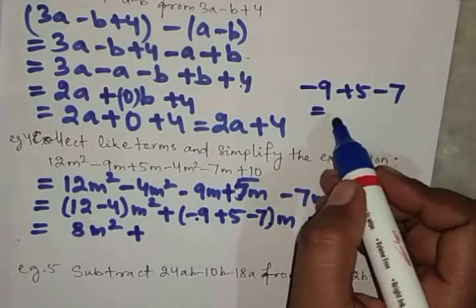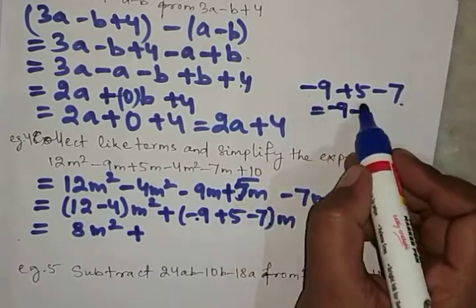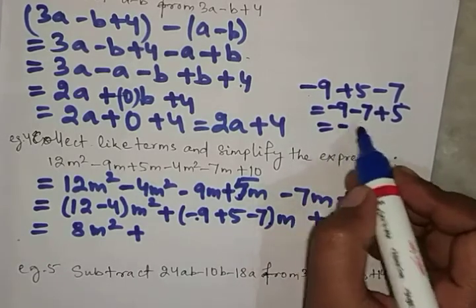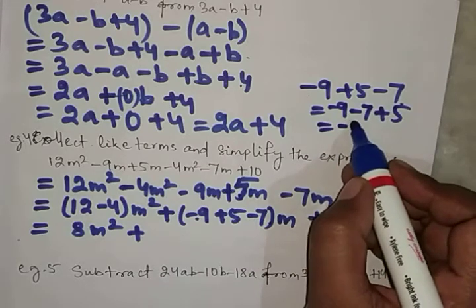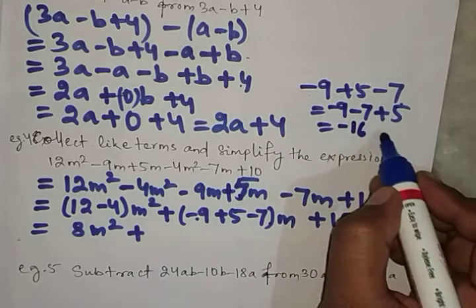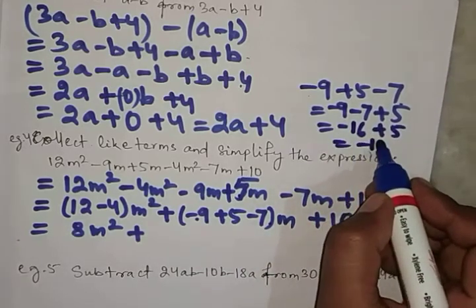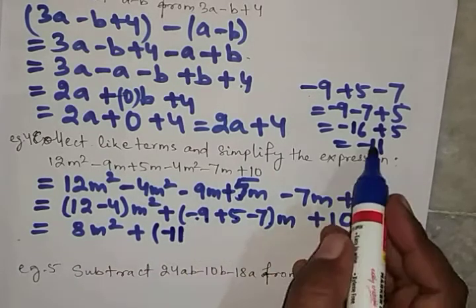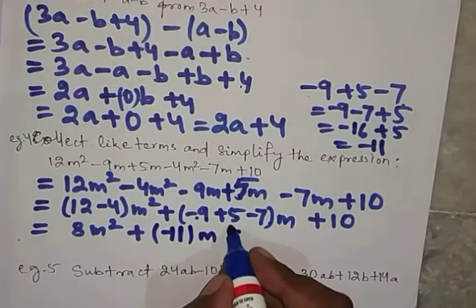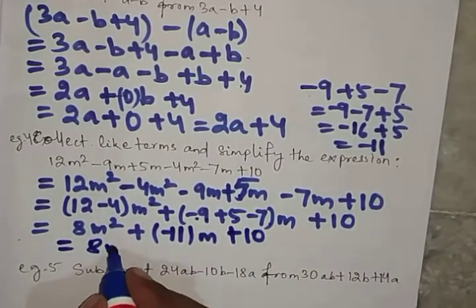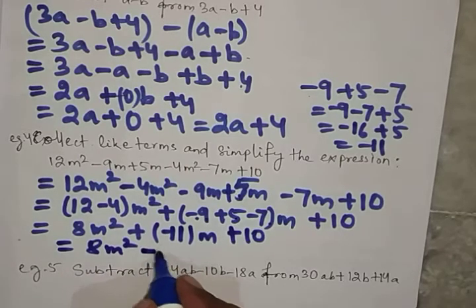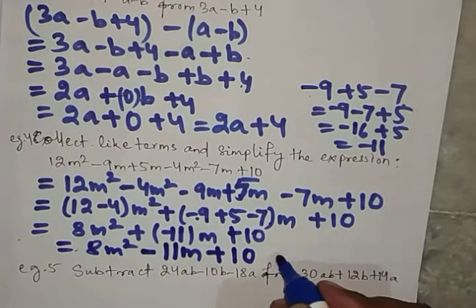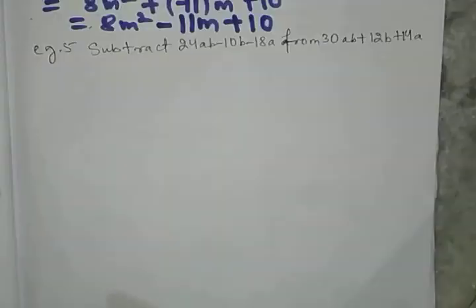What we have done in 6th class? Minus 9 minus 7 plus 5. So minus 9 minus 7 equals how much? We will add these minuses. It is minus 16. Plus 5 equals minus 11. So minus 9 plus 5 minus 7 equals minus 11, minus 11m plus 10. So what did you get? 8m square minus 11m plus 10. Okay. So this is the algebraic expression which we have simplified.